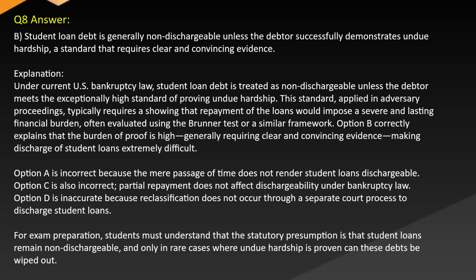Option B correctly explains that the burden of proof is high, generally requiring clear and convincing evidence, making discharge of student loans extremely difficult. Option A is incorrect because the mere passage of time does not render student loans dischargeable. Option C is also incorrect. A partial repayment does not affect dischargeability under bankruptcy law. Option D is inaccurate because reclassification does not occur through a separate court process to discharge student loans. For exam preparation, students must understand that the statutory presumption is that student loans remain non-dischargeable, and only in rare cases where undue hardship is proven can these debts be wiped out.